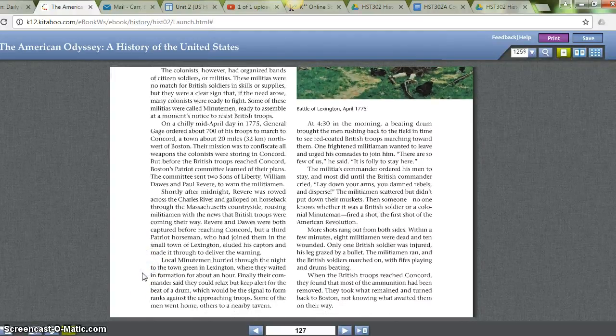Local Minutemen hurried through the night to the town green at Lexington, where they waited for information for about an hour. Finally, their commander said they could relax, but keep alert for the beat of a drum, which would be the signal to form ranks against the opposing troops. Some men went home, others to a nearby tavern. At 4:30 in the morning, a beating drum brought the men rushing back to the field in time to see red-coated British troops marching toward them.